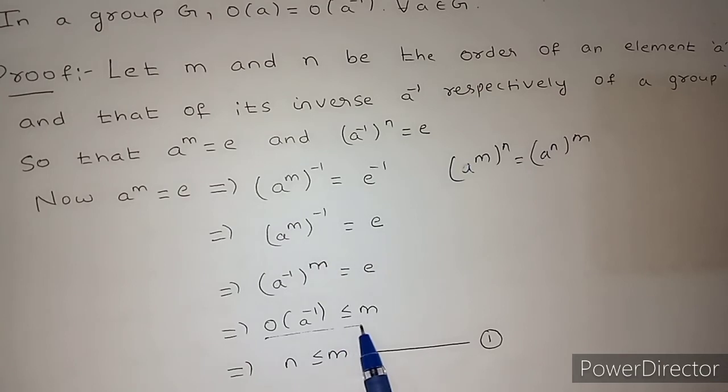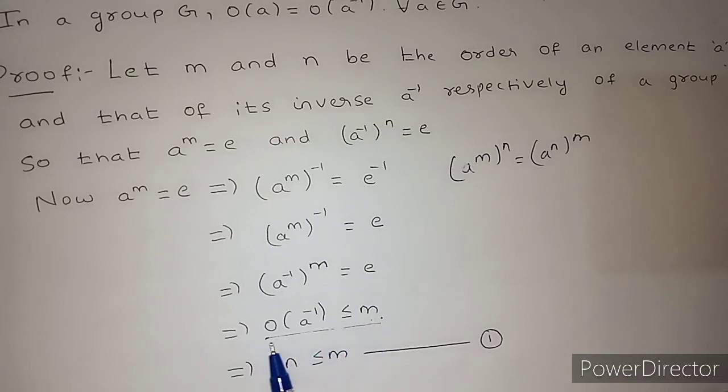Next, order of A inverse is less than or equal to M. How is this possible? Here they haven't mentioned that M is the least positive. If M is the least positive, we can write order of A inverse is equal to M. But they haven't mentioned that, so M can be any finite positive integer. So we write order of A inverse is less than or equal to M.